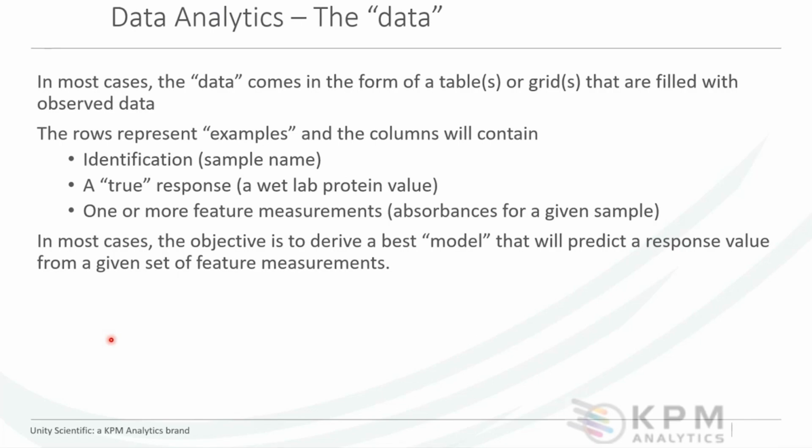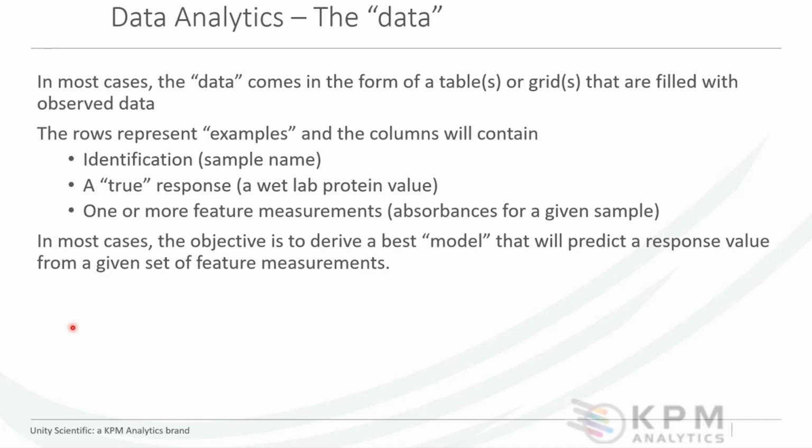So at the end of this, whenever we're going into data analytics, we have to have a concrete way of expressing and listing and describing our data. And in most cases, the data comes in the form of tables or grids that are filled with our data. And this is put into some sort of a form, some sort of a database, some sort of a mathematical structure that then we can work on with our different algorithms. So the rows represent examples, and the columns will contain some sort of an identifier, some sort of a true response or something we're relating to, and then one or more feature measurements. And the feature measurements are measurements that we've made that hopefully we're going to be using to create this relationship.